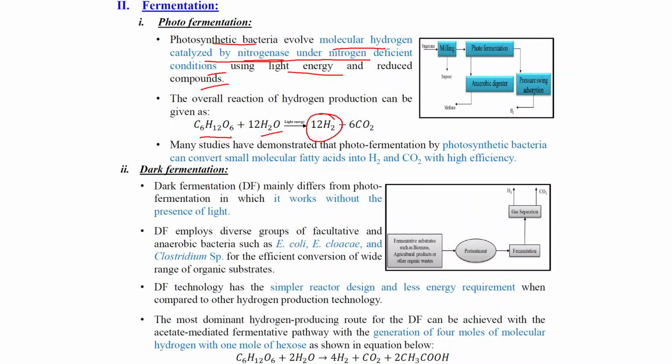Whereas dark fermentation differs from photofermentation in that it works without the presence of light. Dark fermentation employs a diverse group of facultative and anaerobic bacteria. Basically, it uses different bacteria such as E. coli, E. cloacae, and Clostridium sp. for the efficient conversion of a wide range of organic substances. For example, glucose gets converted to hydrogen in the absence of light by using bacteria such as E. coli and E. cloacae.